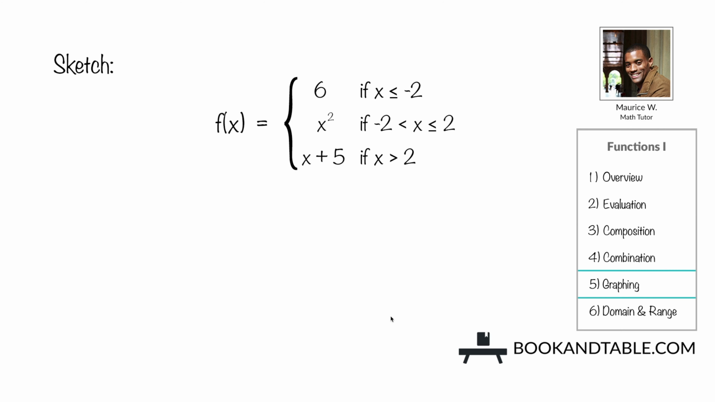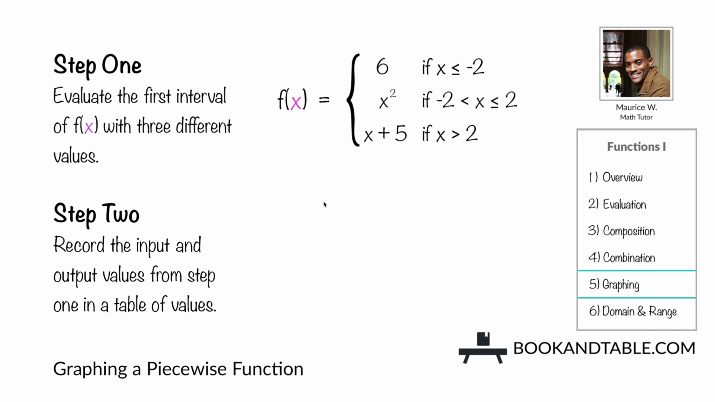So let's walk through an example together. Let's say you're asked to sketch f of x is equal to 6 if x is less than or equal to -2. f of x is equal to x squared if -2 is less than x, which is less than or equal to +2. And f of x is equal to x plus 5 if x is greater than 2. So this is the piecewise function we just saw, but now we will sketch it from scratch. So how do we do so?